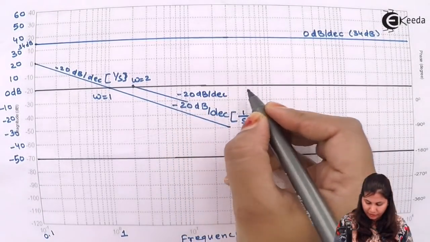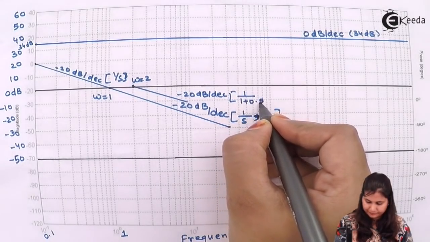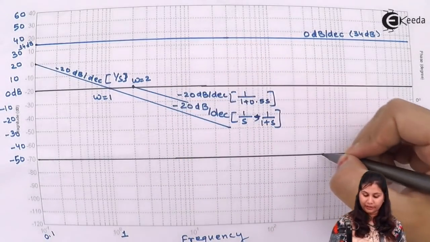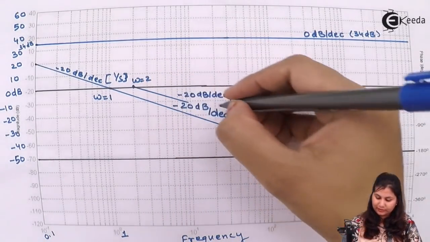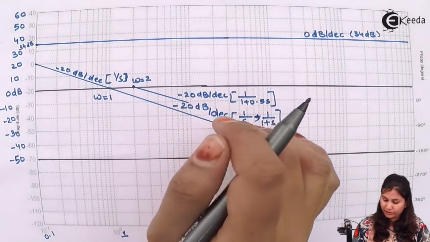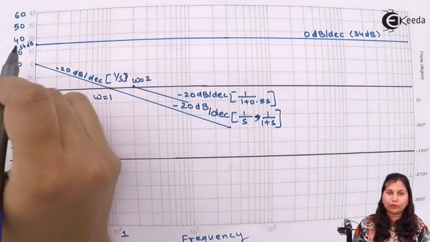Due to the factor 1 upon 1 plus 0.5 s, this line will go here in this way also, but here I am not drawing it because you get confused here. So we have represented all the 4 factors.